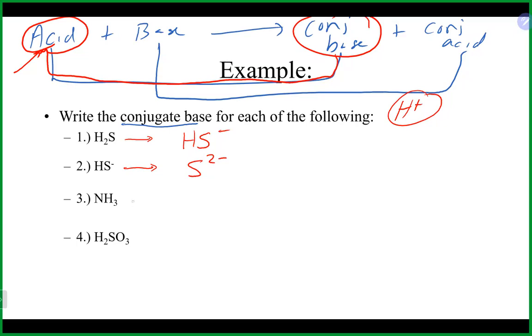Here's NH3. We're going to get rid of a hydrogen. That will leave us two hydrogens. And once again, we have a neutral species to start with, so it would become one more negative, which would be NH2 minus. And lastly, here we will lose one hydrogen, which leaves us an HSO3, and again, it becomes one more negative. And those would be the formulas of our conjugate bases.